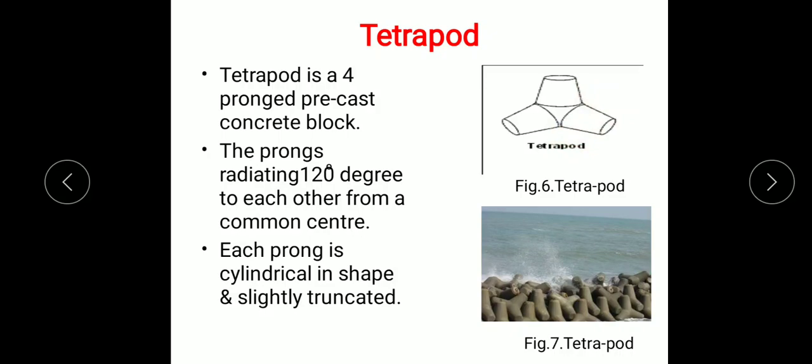Here figure 7 or photo 7 shows a tetrapod which is located along the seashore. So this is about the various types of special concrete blocks. With this we will stop here and continue in the next lecture. Thank you.